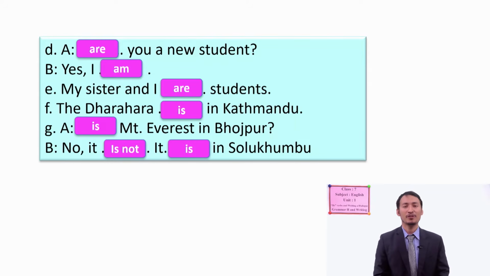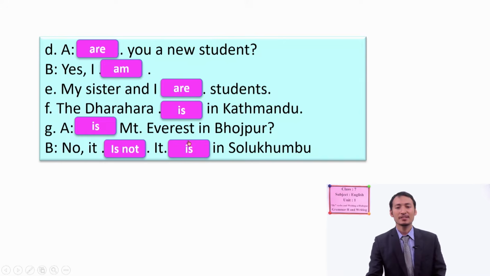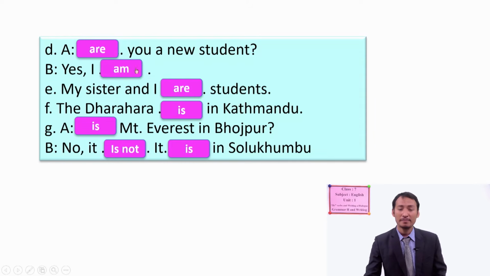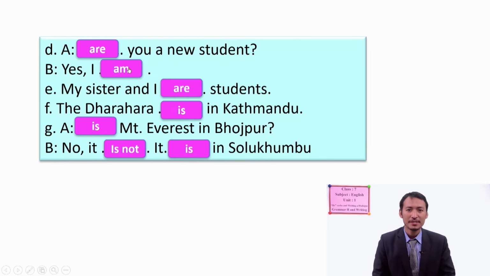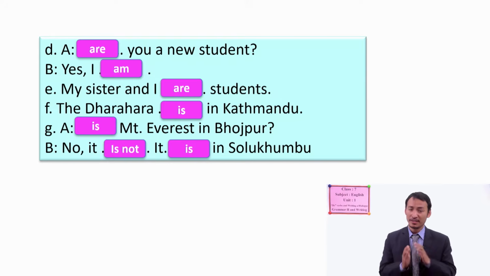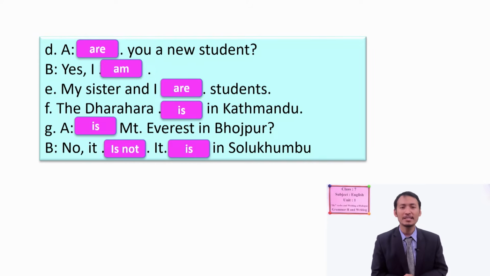It is in Solukhumbu. Okay, students, it is in Solukhumbu. So likewise, we can put is, am, or are with different subjects, for example, a singular subject, a plural subject, or the first person pronoun I. So with I, we have one present be verb, and for others, for singular, is, and for plural, we have are. So these are the things that we have understood from these examples. Haven't we, students? Okay, that's great.